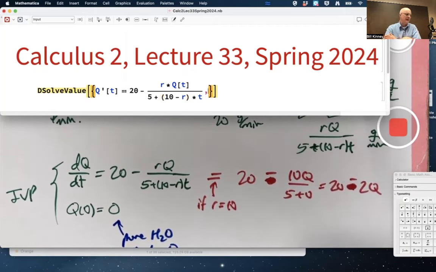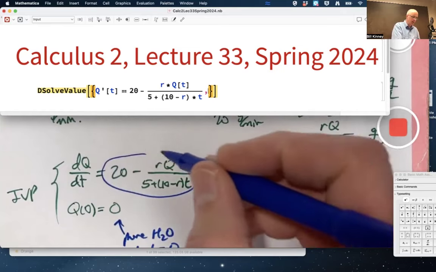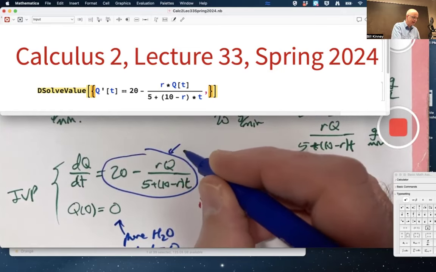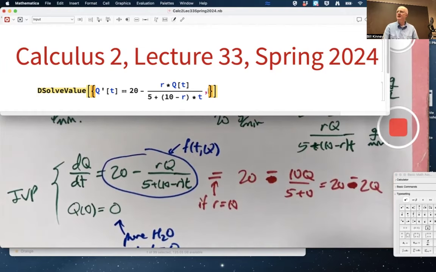That's something different than I do by hand. By the way, when I think about this by hand and think about the slope field, this right-hand side is a function of both T and Q. It's a multivariable function for the slope field. The slope field will not be constant along vertical lines as it is with pure antiderivative problems. It's also not constant along horizontal lines as it is with autonomous differential equations. This is neither a pure antiderivative problem nor autonomous. It's more complicated. But we could make the slope field if we wanted to.